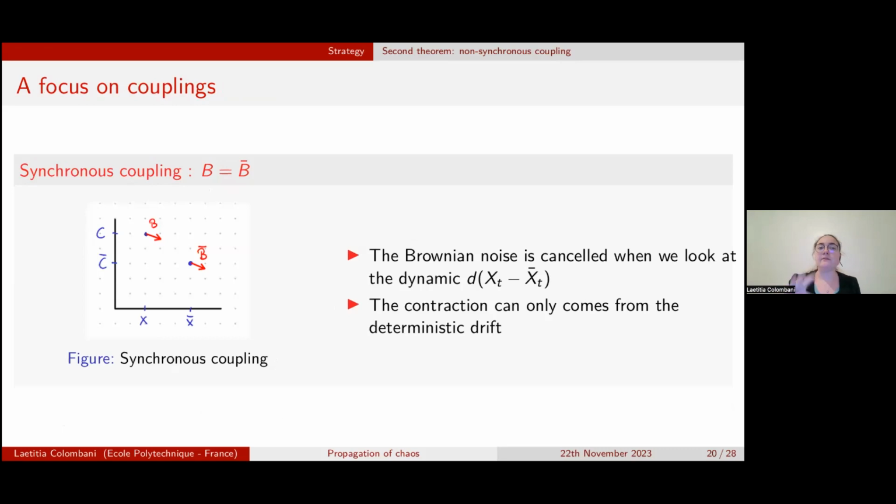Just to focus on couplings and what I mean by synchronous and reflection coupling. The synchronous coupling is the one we used before. When B is equal to bar B, it means that if I have a particle Z with some noise B and a particle Z bar with some noise B bar, the noises are the same. And when I'm considering the distance between the two particles, the Brownian noise is cancelled when I look at the dynamics. So the contraction can only come from the deterministic drift. So if the deterministic drift is good enough, it's okay. If not, we need to choose another method.